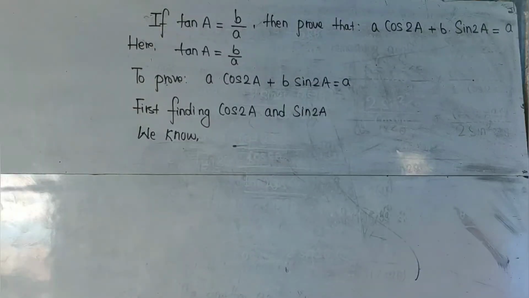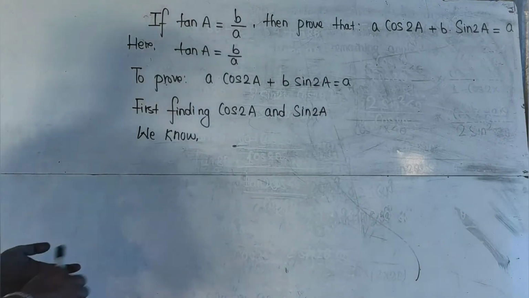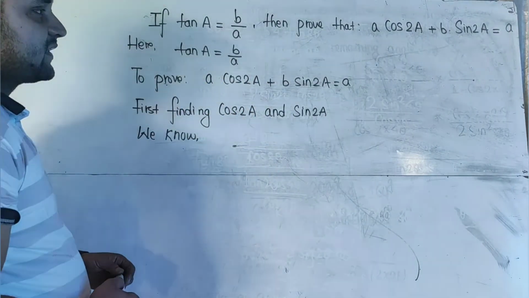So we're going to start with the next problem. You have been given that tan A equals b by a, and you have to prove that a cos 2A plus b sin 2A equals a. So here we have written the information. According to the information, we have tan A equals b by a, and we have to prove that a cos 2A plus b sin 2A equals a.